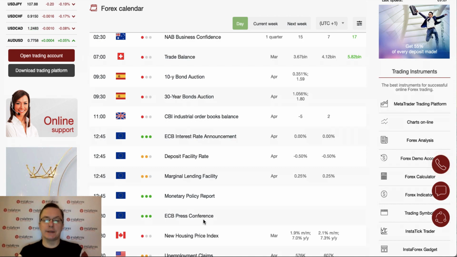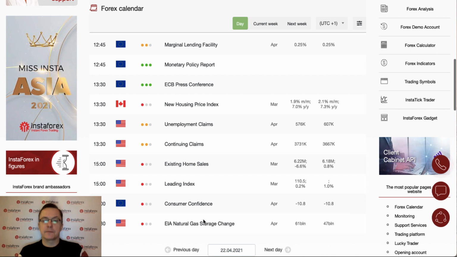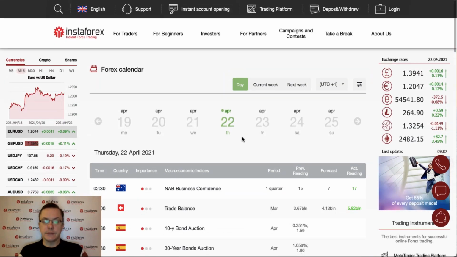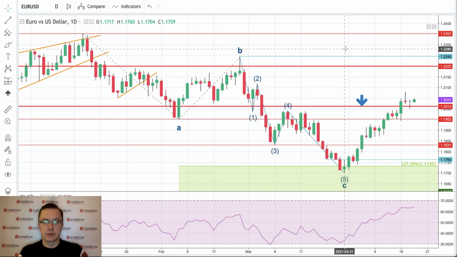So that's the key event for the London session. And there are some data scheduled for release during the New York session, like unemployment claims from America, continuing claims, existing home sales, leading index, and natural gas storage change for those of you who trade natural gas. So this is how it looks in the calendar. Let's take a look at some charts.